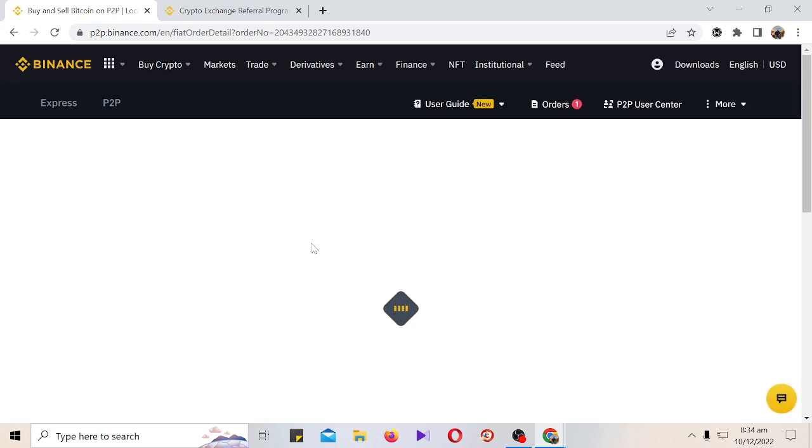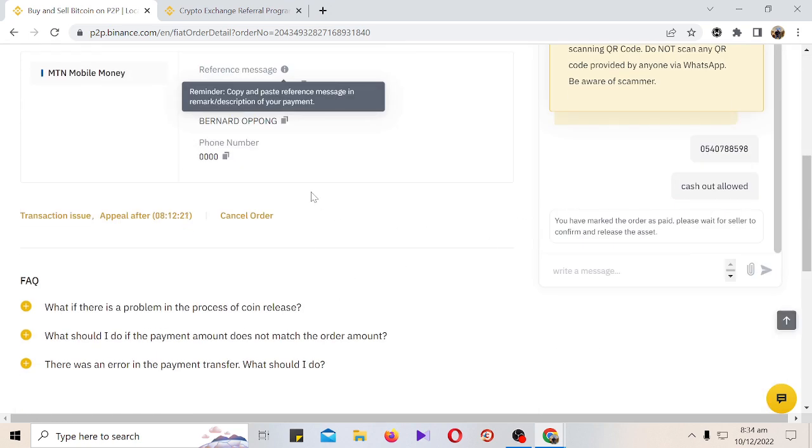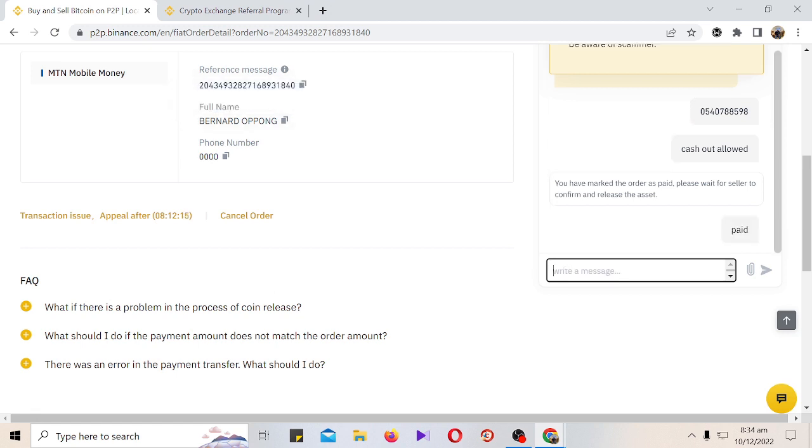So even if you are done with it, they will send you an email through this. You can even type and tell him that you have paid. Right now, just tell him that paid. Once you are done, Binance will even send you a message telling you that your order has been completed.